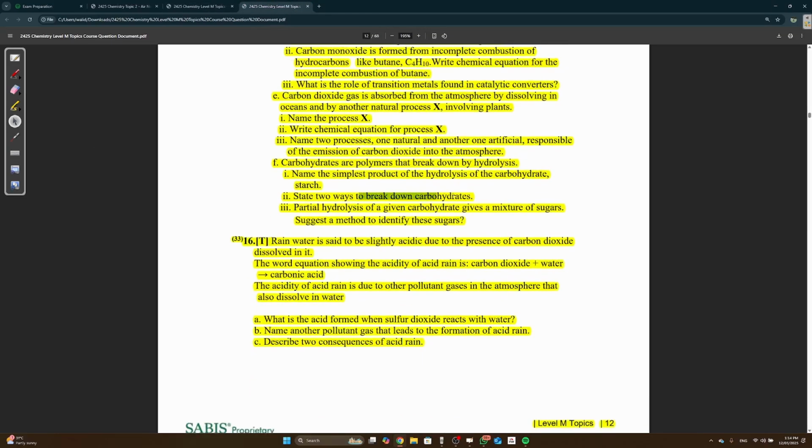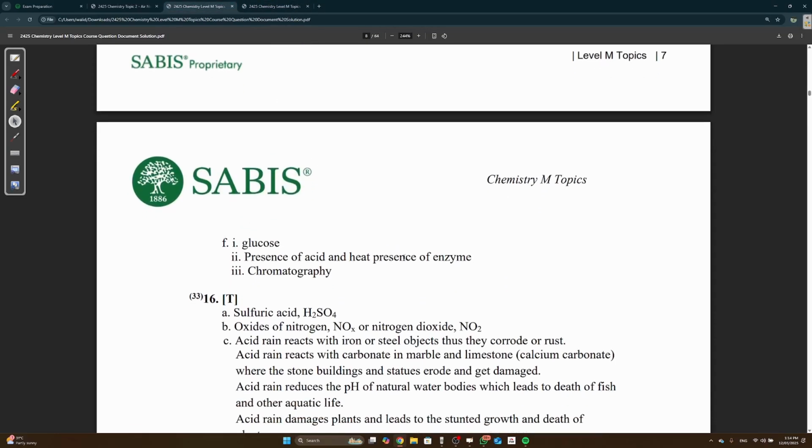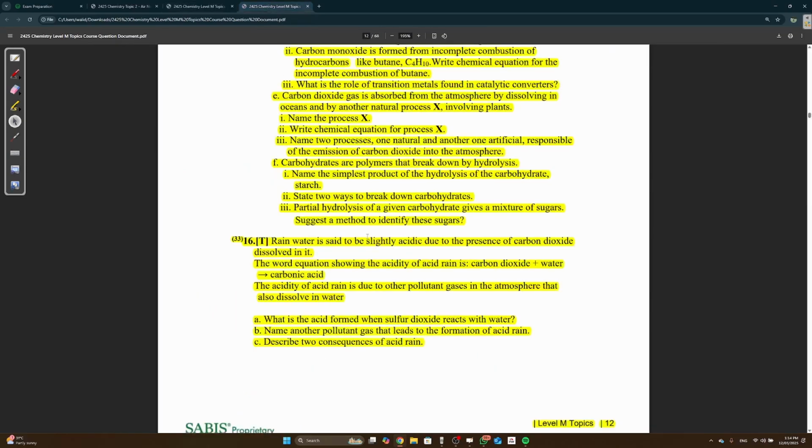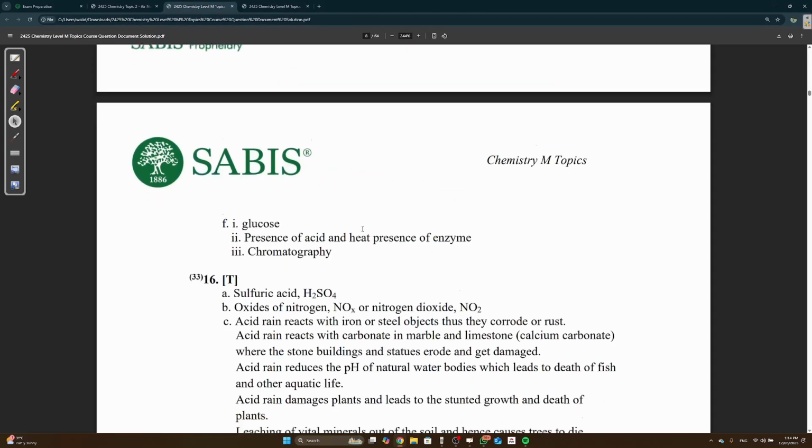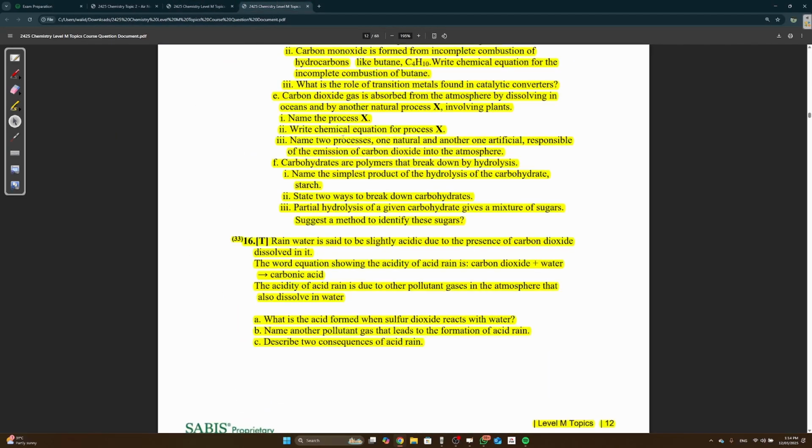Okay, and state two ways to break down carbohydrates. You need to use an enzyme or the acid. This is one method, presence of acid and heating it, and the other method is presence of enzyme. And then partial hydrolysis gives a mixture of sugars. Suggest a method to identify. Anytime they ask you to identify a mixture of sugars or amino acids or whatever, you use chromatography with a locating agent.